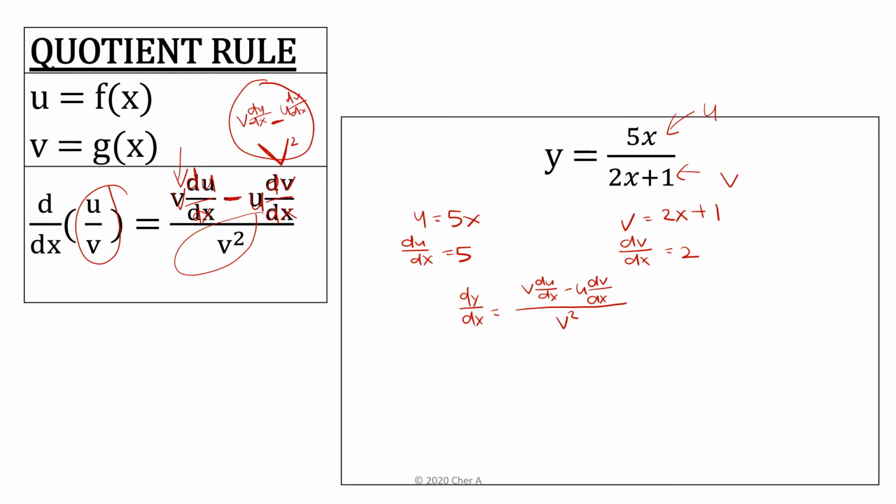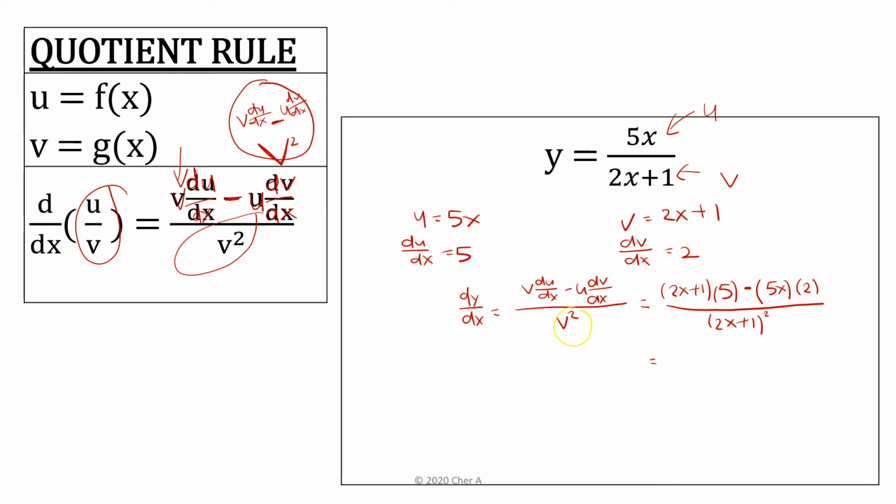Okay, now I put everything in. My v is 2x plus 1. My du dx is 5, minus my u, which is 5x, my dv dx is 2, over my v squared, which is 2x plus 1 squared. So many times I see my students forgetting the v squared, so please remember it.